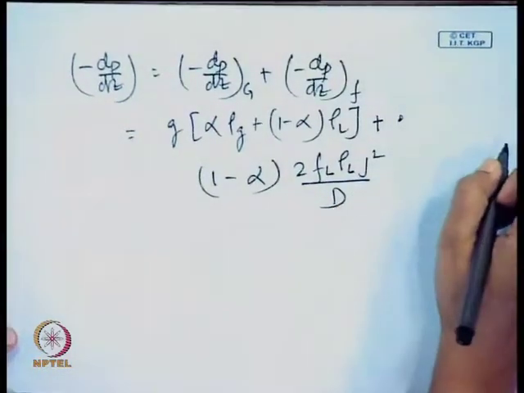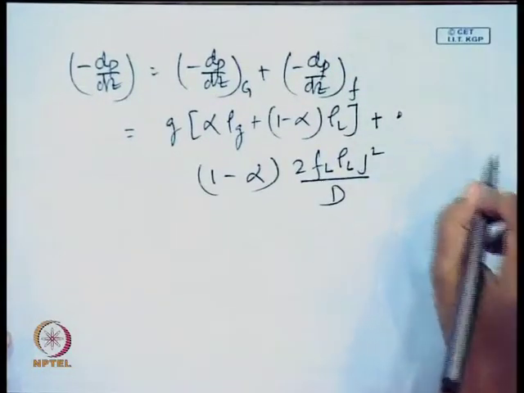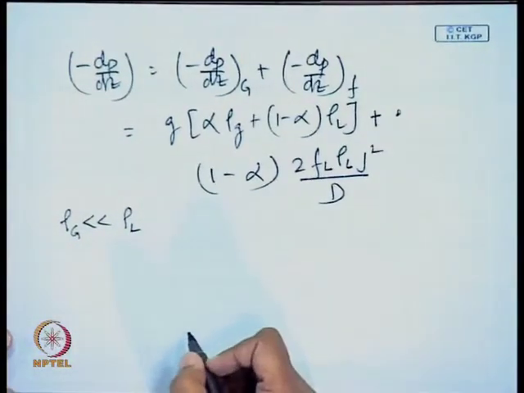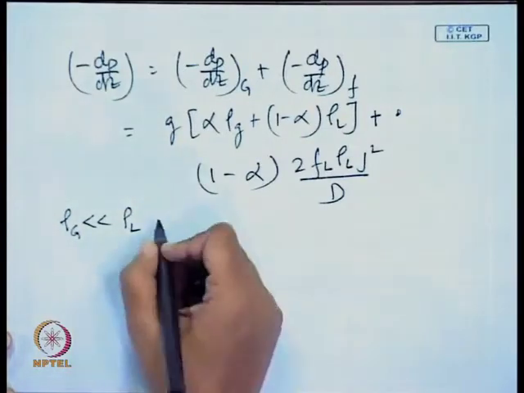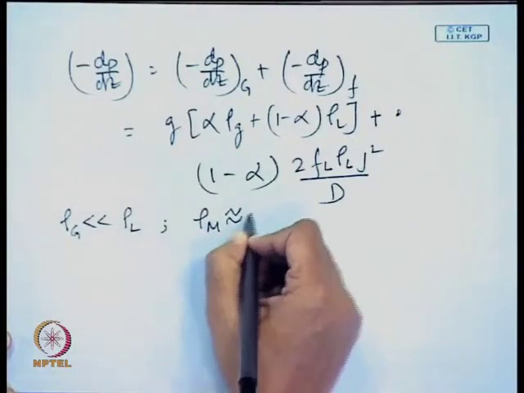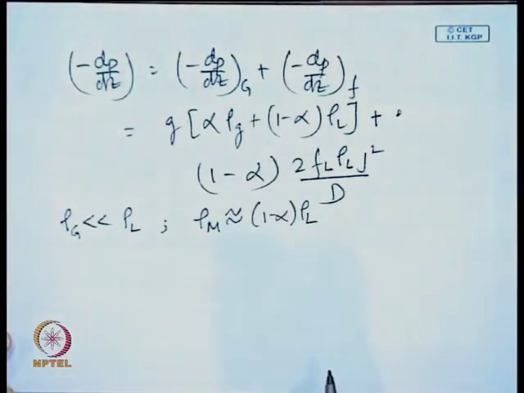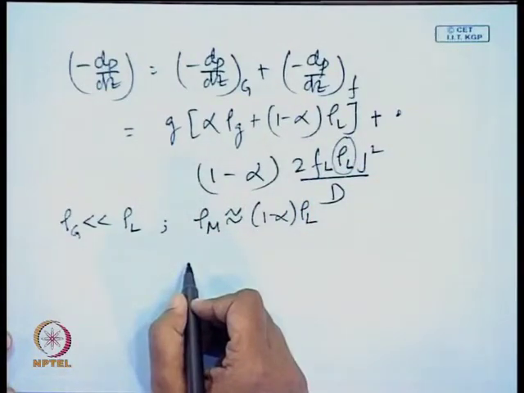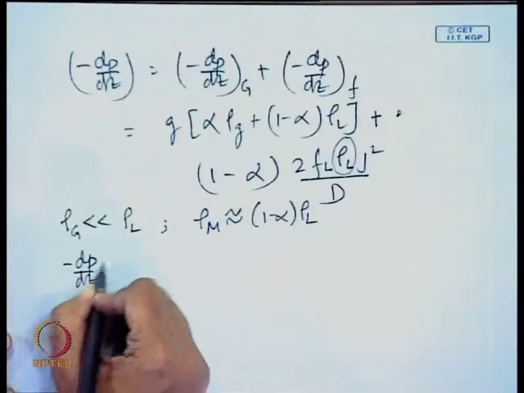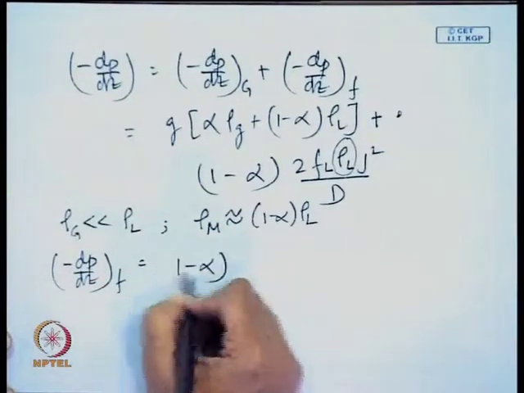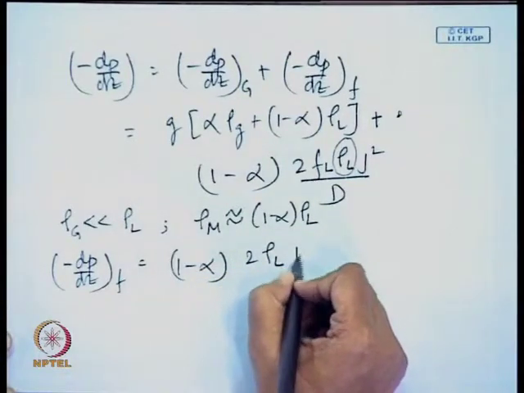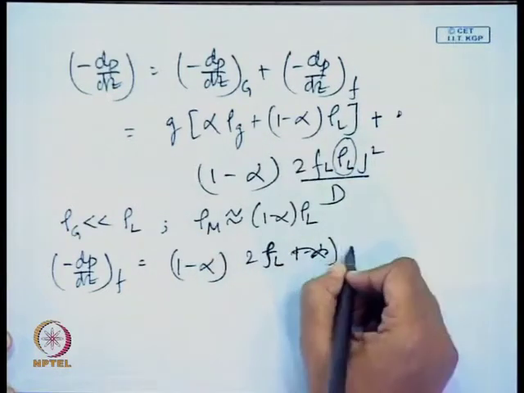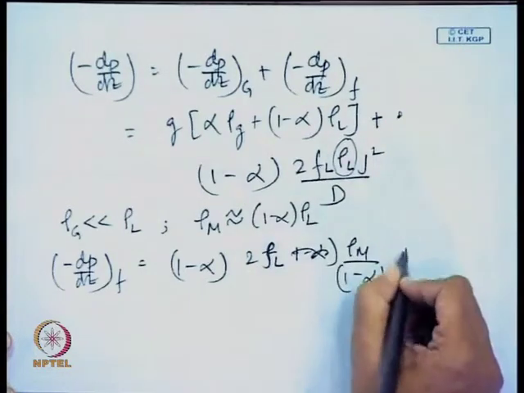Agreed? Now, let us see if we can do something else. What do we know? We know rho_g is much less than rho_L. Do we know this? If we know this, then can we write down rho_m as almost equal to 1 minus alpha into rho_L? We can do it. So in place of rho_L, we can substitute rho_m by 1 minus alpha. Why I want to do it, I will tell you. So your frictional pressure gradient becomes 1 minus alpha into 2 f_L rho_m by 1 minus alpha, j squared by d.